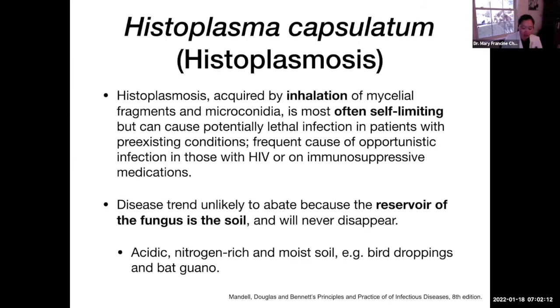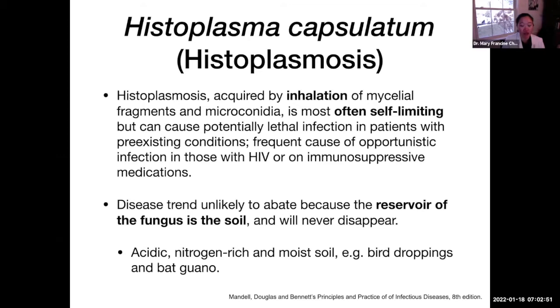So histoplasmosis is caused by a fungus called Histoplasma capsulatum, and it's usually primarily acquired through inhalation of the mycelial fragments and microconidia. Usually when one gets infected with histoplasmosis, it would result in an often self-limiting disease. But if you are someone with an immunocompromised host or other pre-existing conditions, this infection can turn potentially lethal.